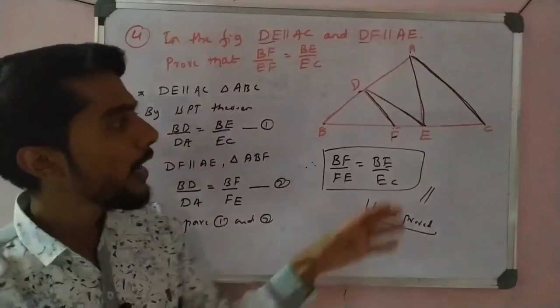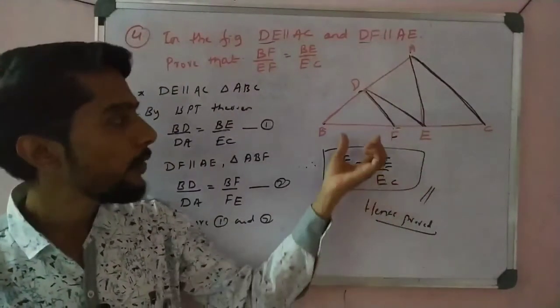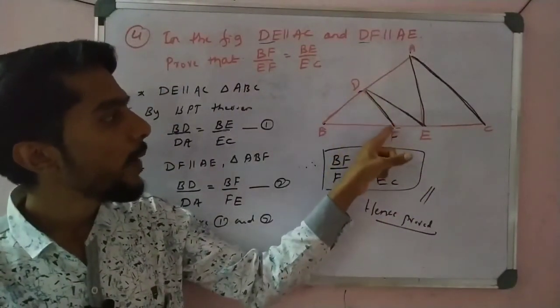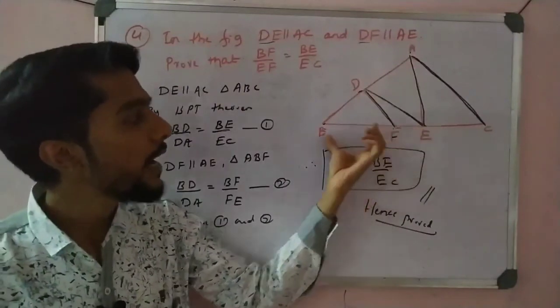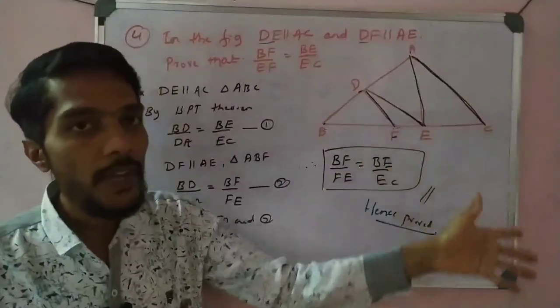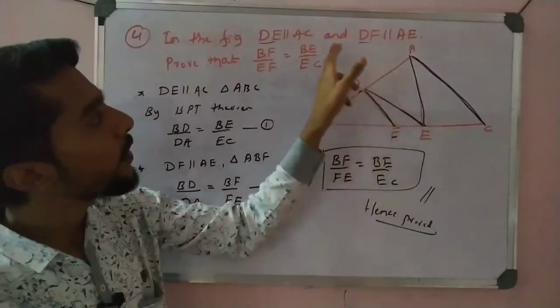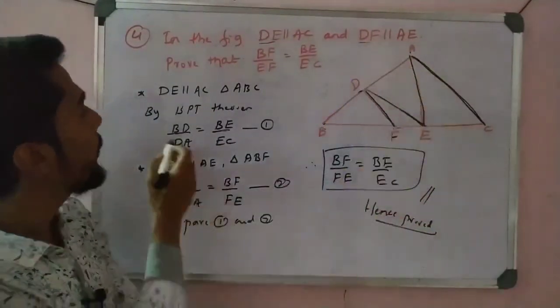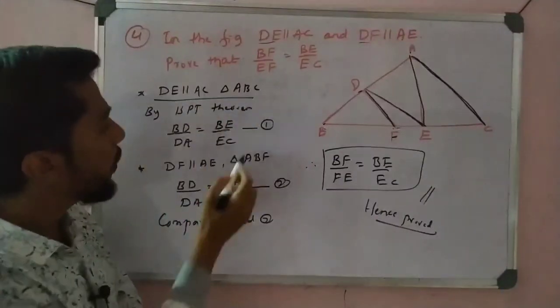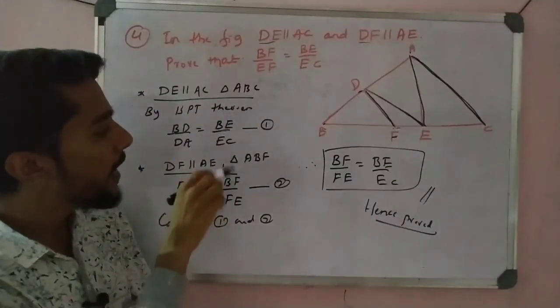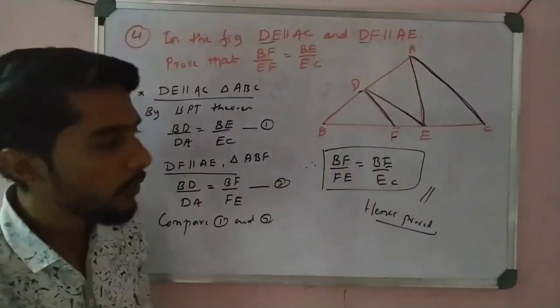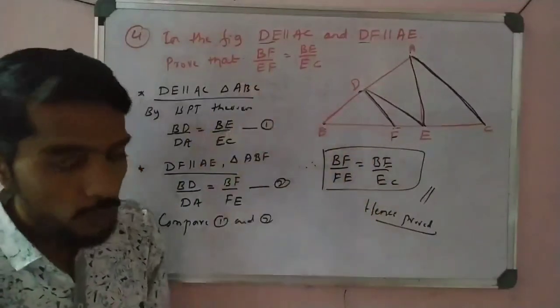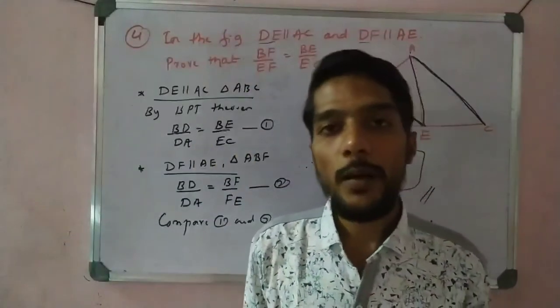These are simple questions, but you have to carefully write down the sides. When taking DF parallel, if some students take BE and EC directly, they get confused. Carefully take first DE parallel to AC and then DF parallel to AE. Make two parts, one for each triangle, and then compare 1 and 2 to get the solution. This is a very important problem we solved today based on the BPT.